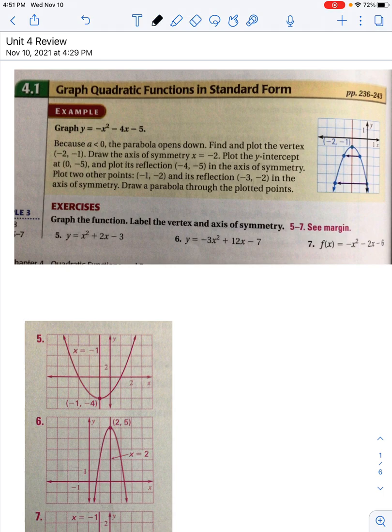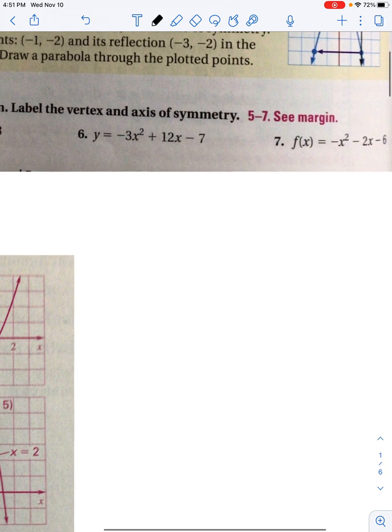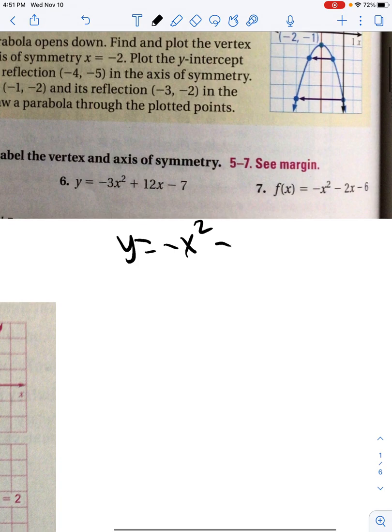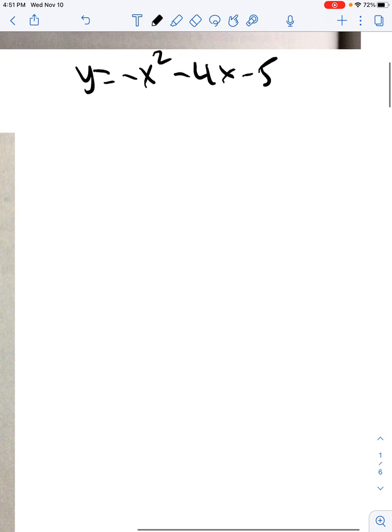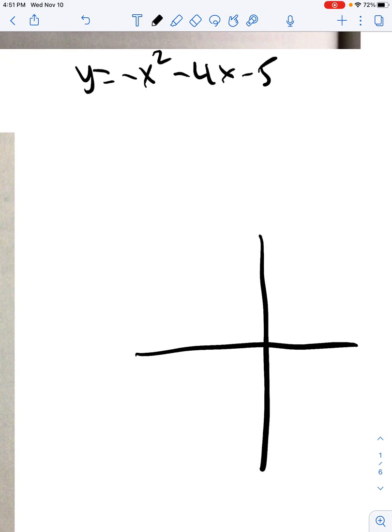So we started this unit quite a while ago, and we started graphing quadratic functions. So if we take a look at our first example here, we have the function y equals negative x squared minus 4x minus 5. So the first thing that we have to do is find the vertex. So to find the vertex, I'm going to do the x coordinate first, and then I'm going to do the y coordinate.